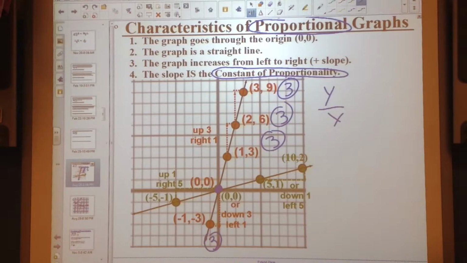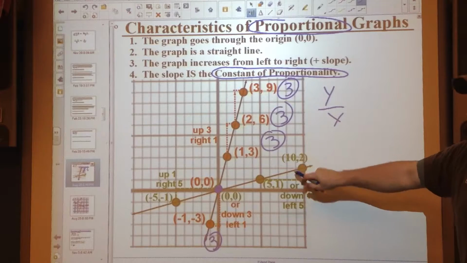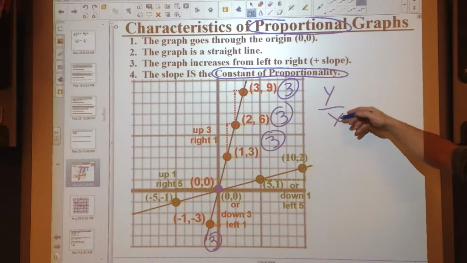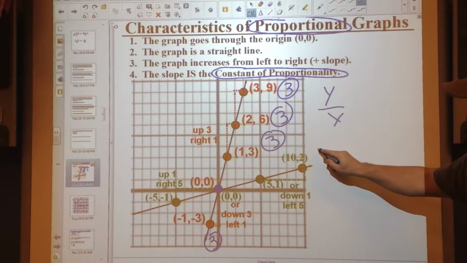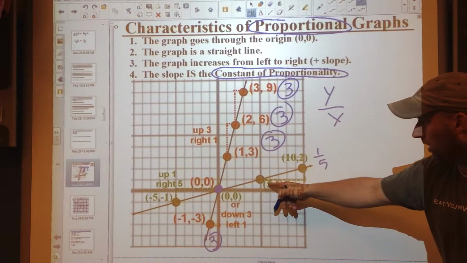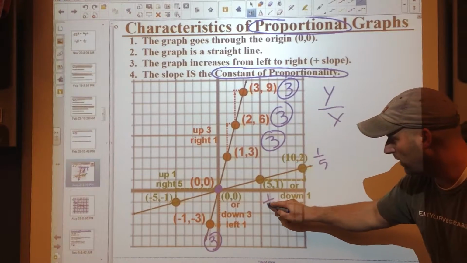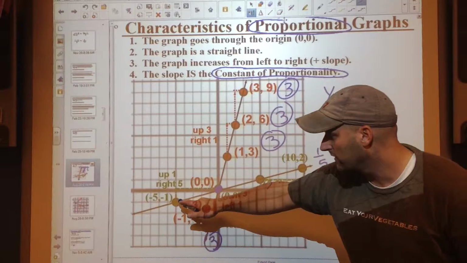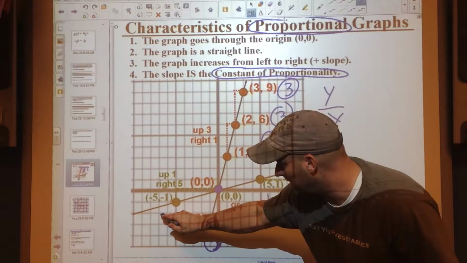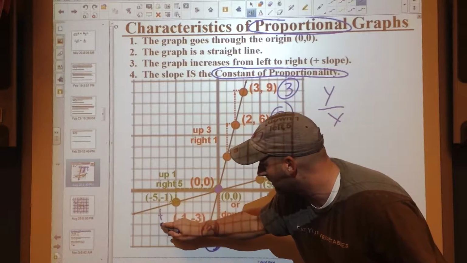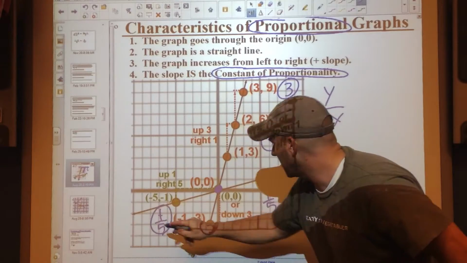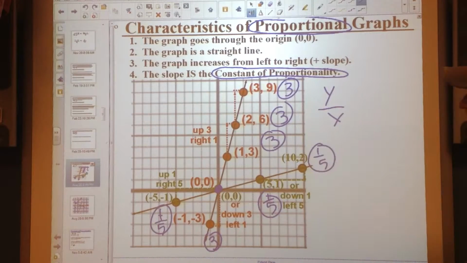So we look at this other one. Let me do the exact same thing. Now I go 2 divided by 10. Remember, it's y over x, not x over y. So 2 divided by 10, if I simplify that, that's 1/5. 1 divided by 5 is already 1/5. Even if I go in the negatives, negative 1 divided by negative 5 is 1/5, excuse me, not negative 1/5. And once again, this one has a constant of proportionality of 1/5.